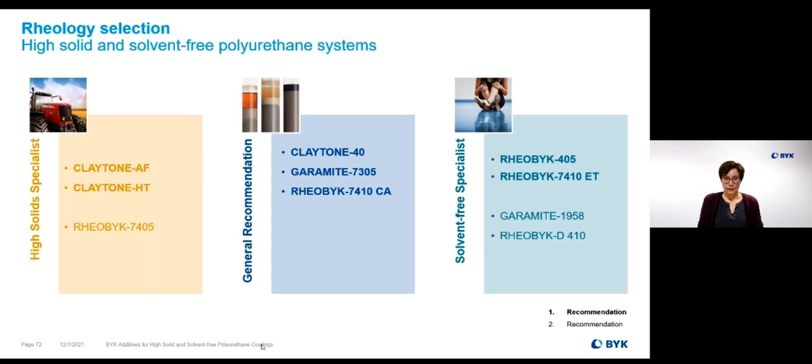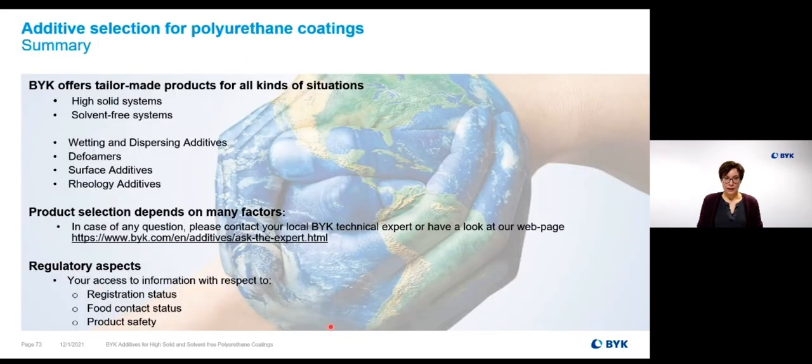So, as a summary, we can say after now this 75 minute lecture, we went through all 4 chapters, through all 4 product groups, and now you have a product selection that you can use for your high solid system, for your solvent-free system, or in general for your 2K PU system. Thank you very much for your attention.